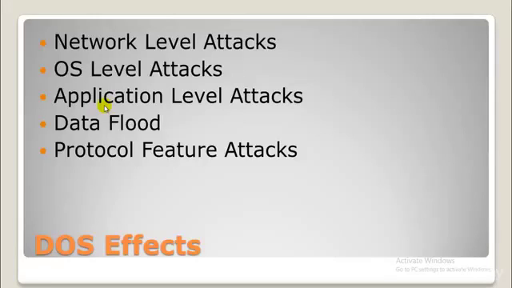So in the previous tutorial, we took a look at different things as to how we can actually go ahead and carry out different types of attacks. In this tutorial, we'll be taking a look at the different levels of attacks, and the levels of attacks can be at network level, operating system level, application level, data flood, and protocol feature attacks. So routers, IP switches, firewalls, these attempts to exhaust hardware resources using multiple duplicate packets or software bugs are called different levels of attacks.